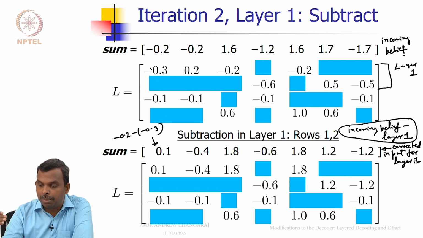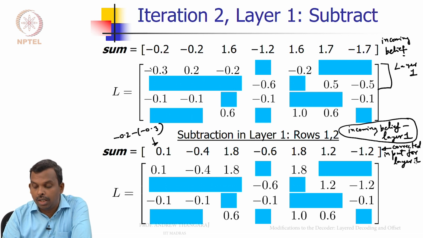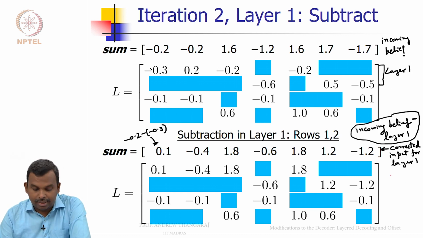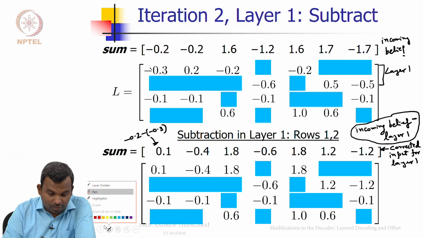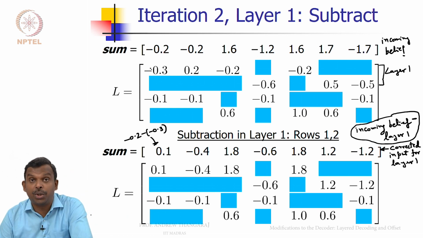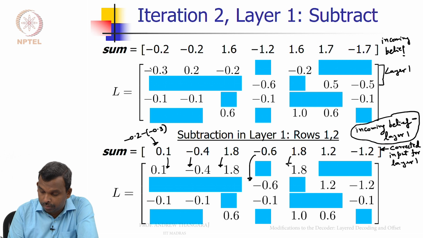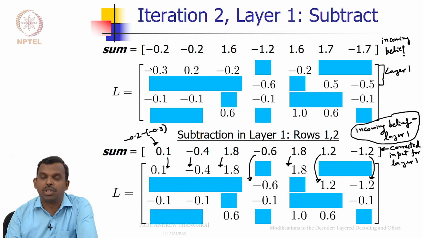Okay. So, the incoming belief, you subtract it from layer 1 and you get the corrected input for layer 1. Once you have the corrected input for layer 1, everything else is the same. Once you have the corrected input, everything is very straightforward. You repeat exactly what you did before. You start moving the values into the correct positions, and then you proceed as before.